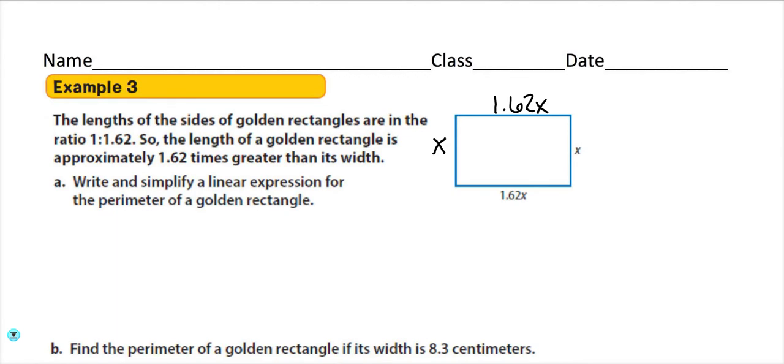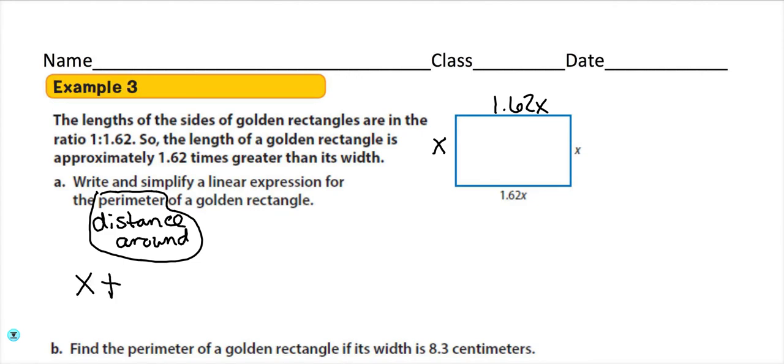Okay, so what we're actually going to do is find the perimeter. Remember, perimeter just means distance around. So we just need to add all these up. So I'm going to have an x plus 1.62x, plus x plus 1.62x.